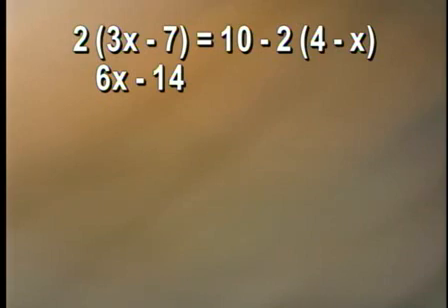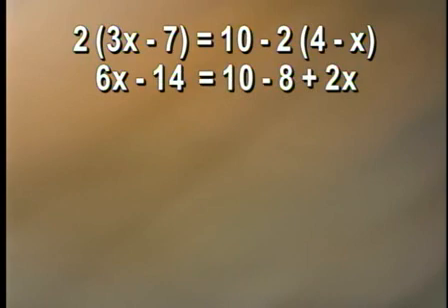You say, wait a second, I thought that minus meant subtract. Well, in algebra, it doesn't make a difference. Because remember, adding a negative 2 is the same as subtracting a positive 2. So let's just consider that negative to be a negative sign. And then we multiply negative 2 times 4, we get negative 8. And negative 2 times negative x, well, a negative times a negative is positive. And of course, 2 times x is 2x. So the right side of our equation is 10 minus 8 plus 2x.